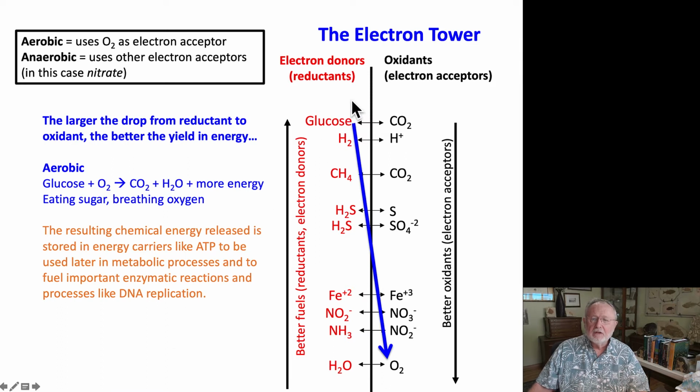The larger the drop in the electron tower, the more energy is being transferred. So the biggest drop in this electron tower is the conversion of glucose to CO2 interacting with diatomic oxygen.